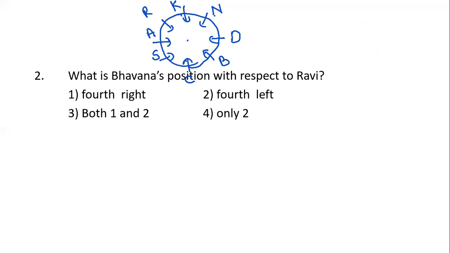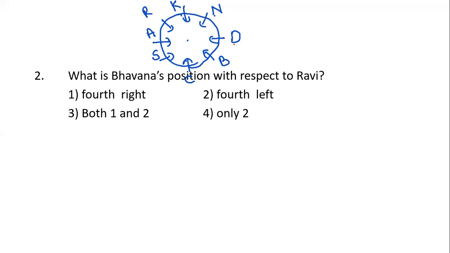What is Bhavana's position with respect to Ravi? With respect to Ravi means you have to look from Ravi's place. So where is Ravi? Ravi is here. Bhavana's place. Answer? Both 1 and 2. Super. So if you look from Ravi, on the right side the position is 4th. On the left side the position is 4th. Means the first option, 4th right, is correct. And the second option, 4th left, is also correct. So the third option is both 1 and 2.